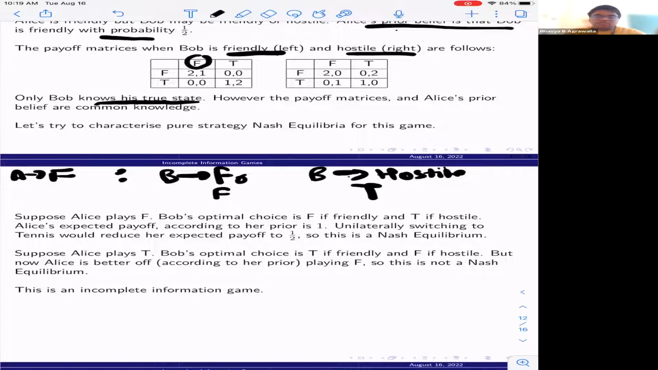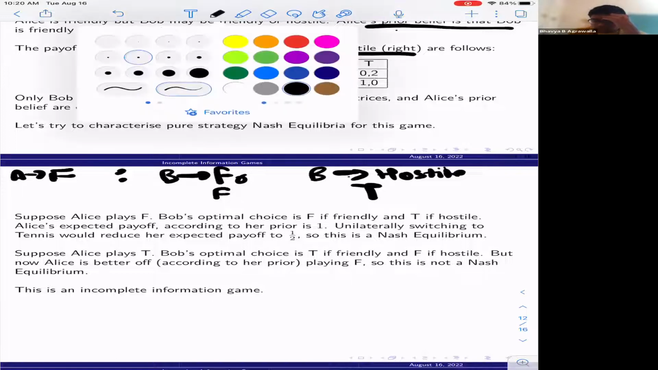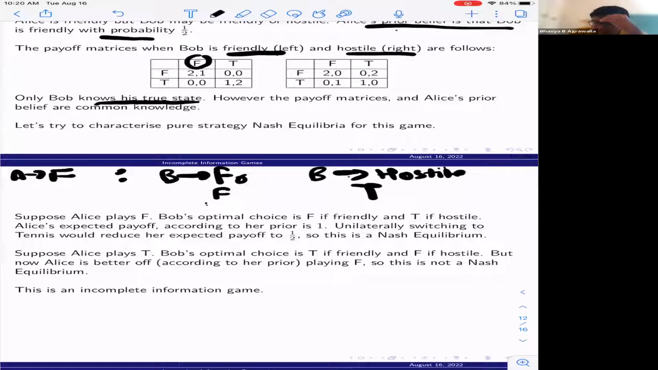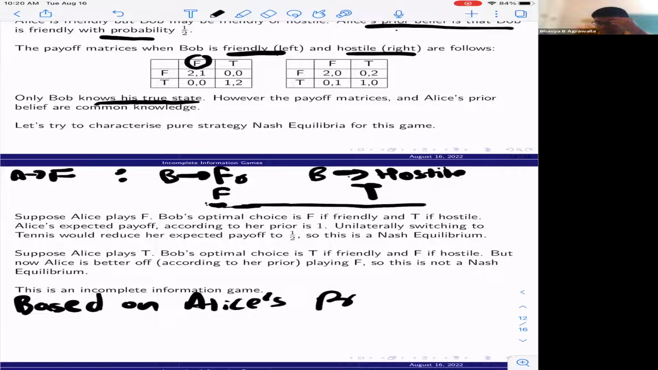Right? Because if Bob is friendly, then he doesn't want to play T because he will get a payoff of 1 even if he plays F. And if Bob is hostile, then he will just play T. Okay, so these are Bob's strategies. So is Alice's F optimal given these strategies of Bob? So based on Alice's prior, what is her payoff over here?